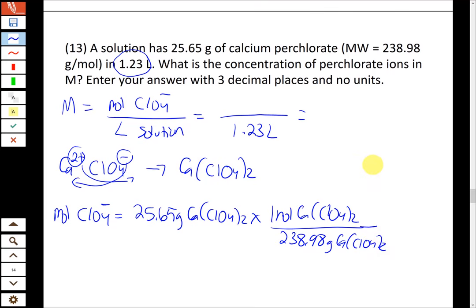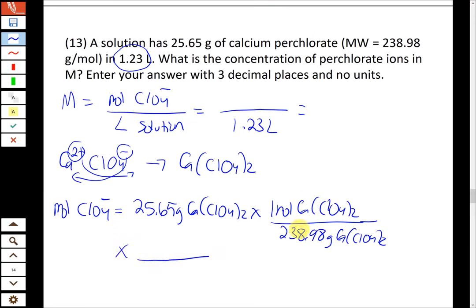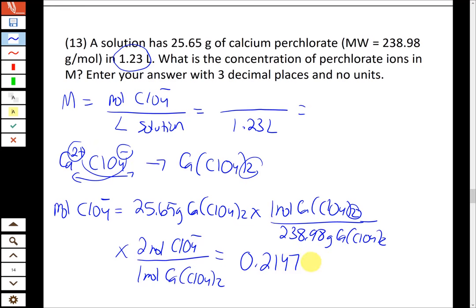But again, we can't stop here because we're not looking for the molarity of calcium perchlorate. We're looking for the molarity of perchlorate individually as an ion. And if we look at the formula of calcium perchlorate, there's 2 perchlorate ions in the formula. It's Ca(ClO4)2. So there's going to be 2 moles of perchlorate that release into the solution for every 1 mole of that compound that we dissolve. Because this is an ionic compound, when we dissolve it in water, the ions completely separate. So for every mole of compound you dissolve, 2 moles of perchlorate are going to separate out into the solution. That's the last step that's easy to forget, but we can't skip it if we want to get the correct molarity. So that comes out to 0.2147 moles.